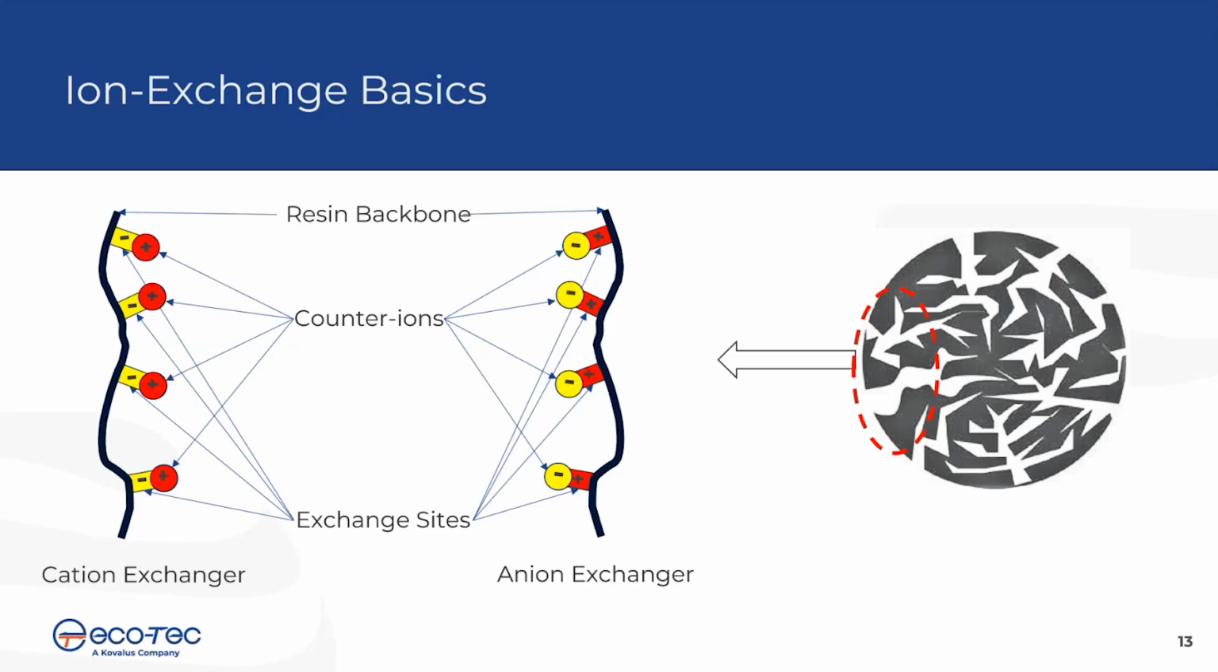When the feed solution flows through, the target ions replace the original counter ions. That's the exchange step. And when we regenerate, we reverse the exchange and restore the capacity. So physically, we are looking at a small spherical polymer bead, but chemically, we are looking at a network of charge sites that selectively capture ions.